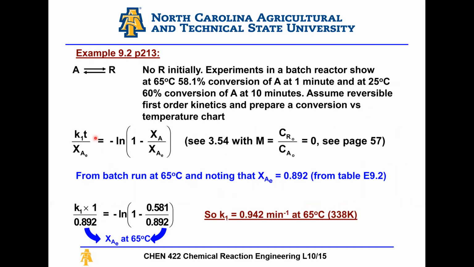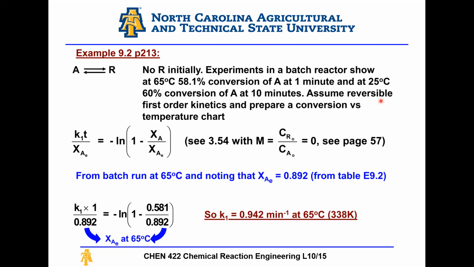I'm going to plug my values into this equation. I have K1 multiplied by 1, and XAE at 65 Celsius is 0.892, so I plug this value in here. Instead of time, I'm going to put 1 minute. Instead of XA, I'm going to put 0.581, which is the conversion I have at 65 Celsius. From this equation, I can get my rate constant. In this case, K1 is 0.942 at 65 Celsius.